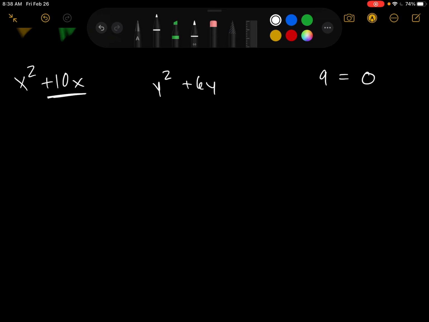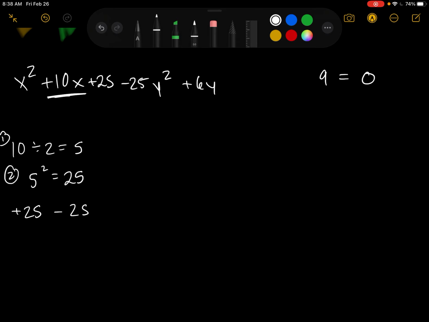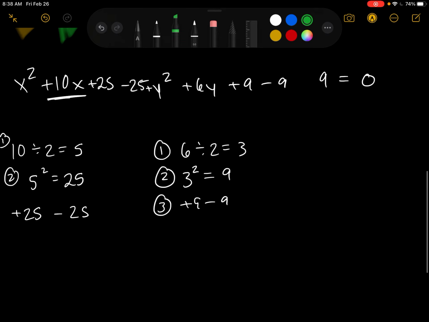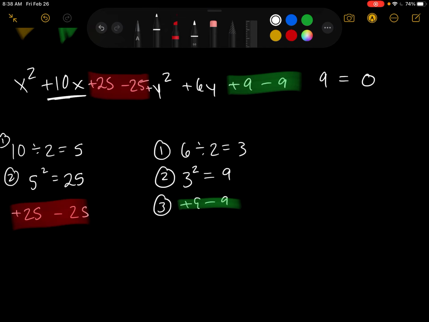And then now for both of these, we need to follow those steps. So first, take 10, divide it by 2. Next, square that answer. And then last, add and subtract it. So plus 25 and minus 25. Next, do the same thing for your y term. So 6 divided by 2. Next, 3 squared. Last, we're going to add and subtract 9. So to be clear with these, that's where we're adding and subtracting, and that's where we're adding and subtracting.